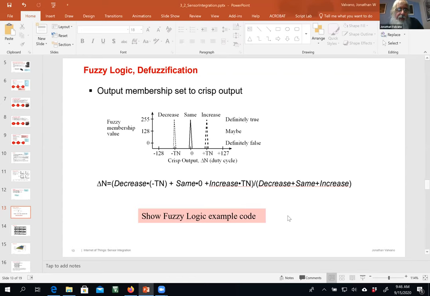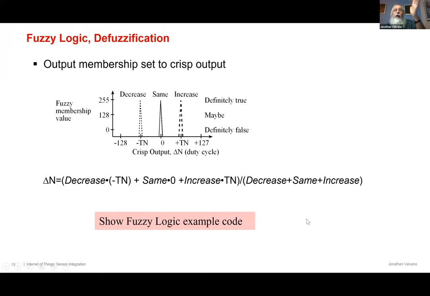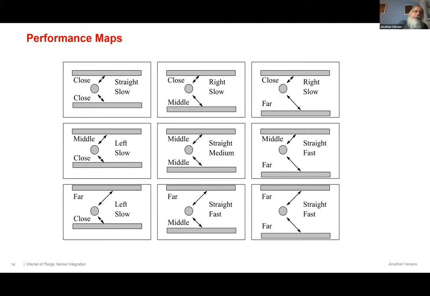Okay. All right. So, like I said, there are four things. We did the central limit theorem, where we basically averaged the different things together, assuming they had the same units, scaled by their standard deviation. The second was the finite state machine, and we fused the inputs on the state transitions. The third was fuzzy logic, and the fourth one here is called performance map.